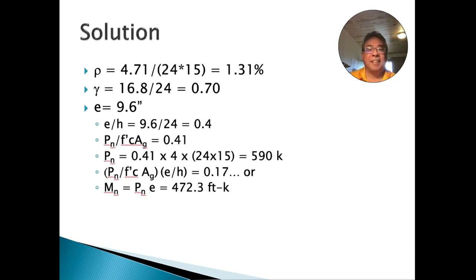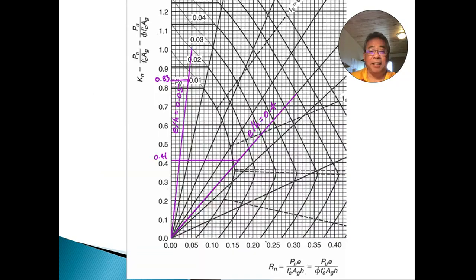Okay. Problem number 2. Again, the 0.7 graph. I grabbed the wrong one. E over H is now 0.4. Okay. And it's still 1.3%. So I went on the same graph. That was the 0.4 line. And I just tried to interpolate. See this line here?